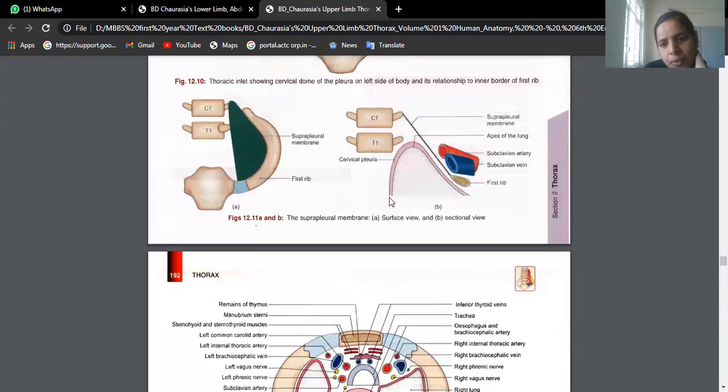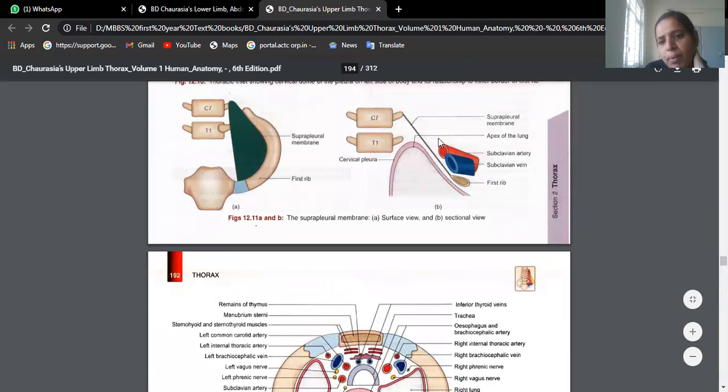See, this is the apex of the lung. Over the apex of the lung, you will have a membrane. You are finding here the suprapleural membrane, also called Simpson's fascia. It will not allow the lung to bulge out into the neck. It will act as a partition. Ballooning of lungs into the neck is prevented by this suprapleural membrane, extending from the first rib to the tip of the transverse process of the seventh cervical vertebra.